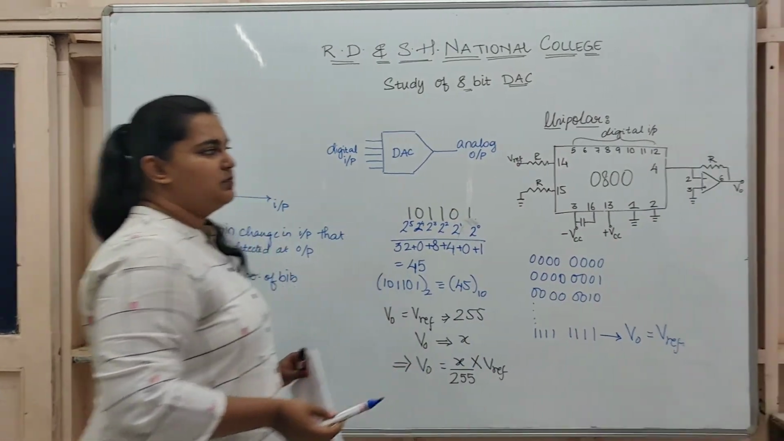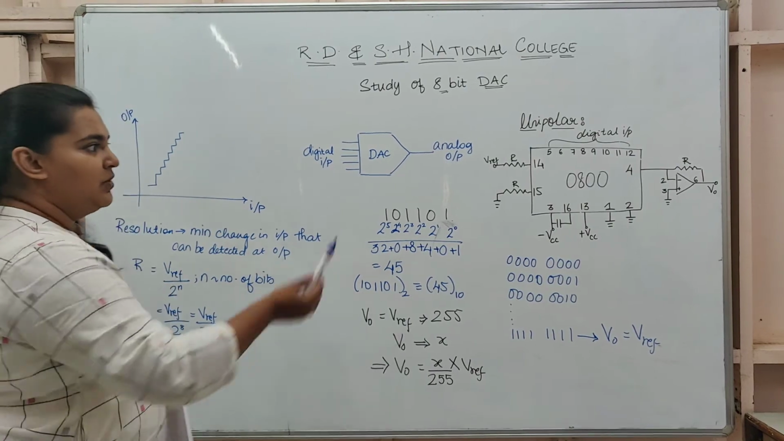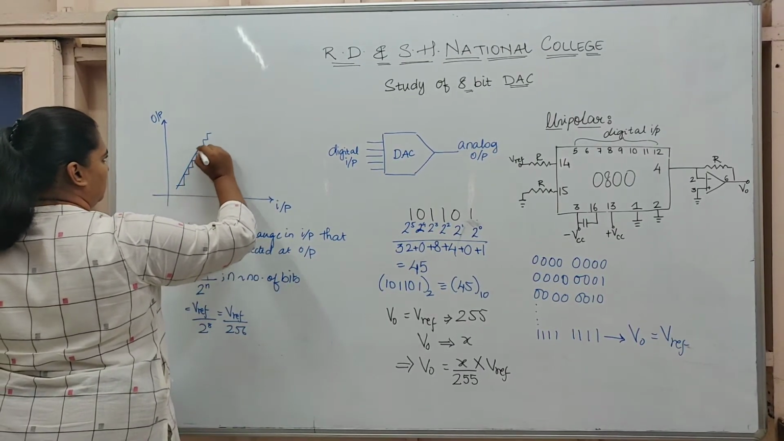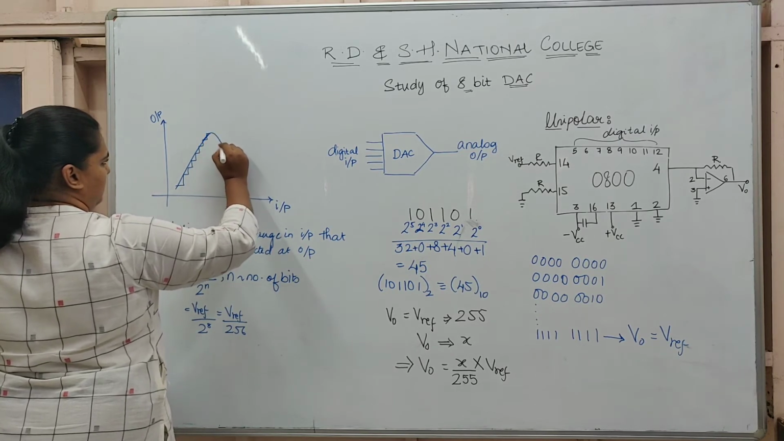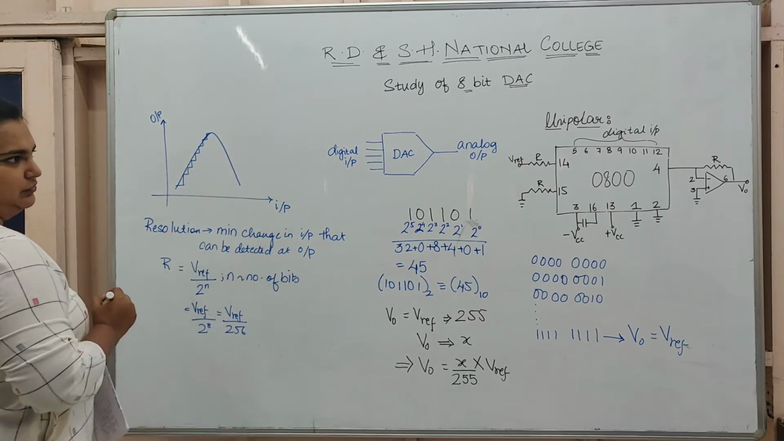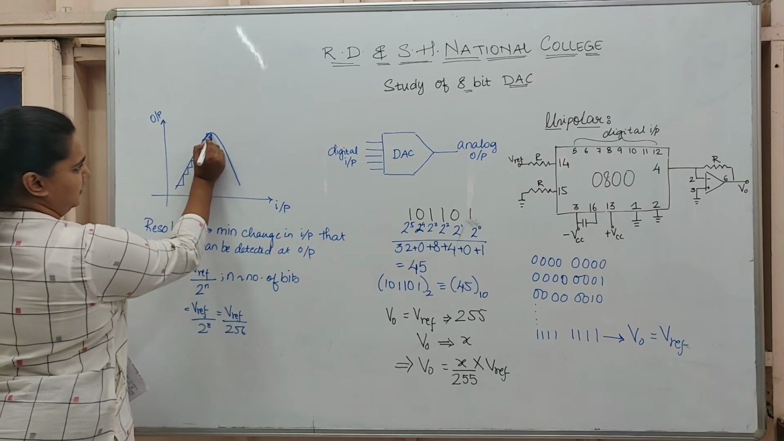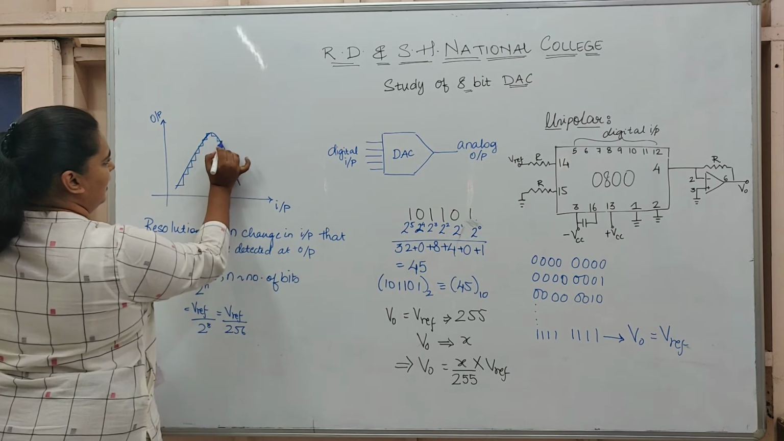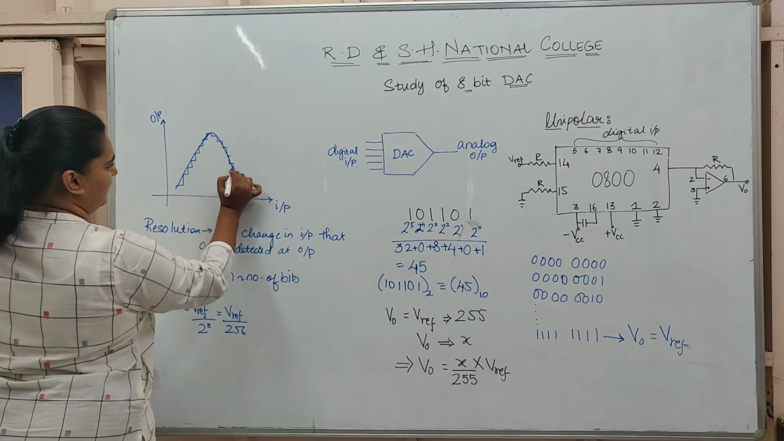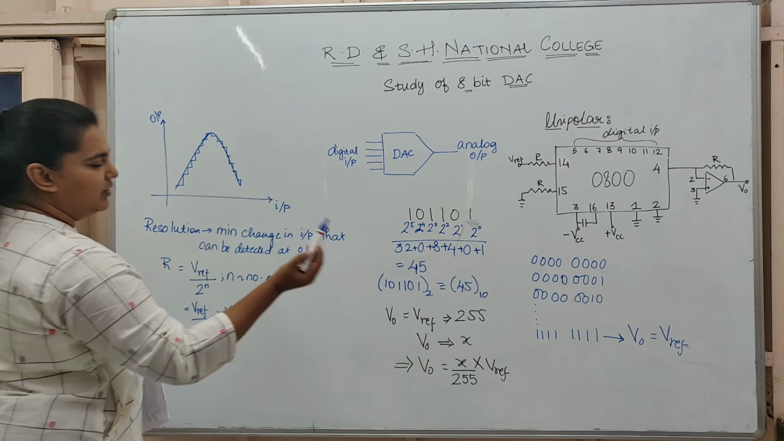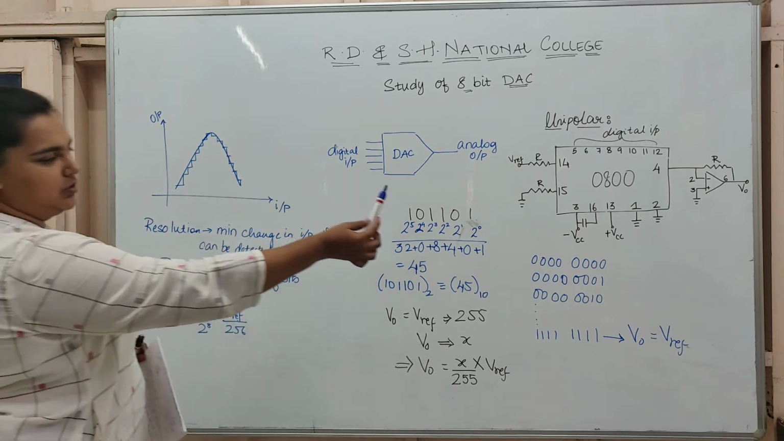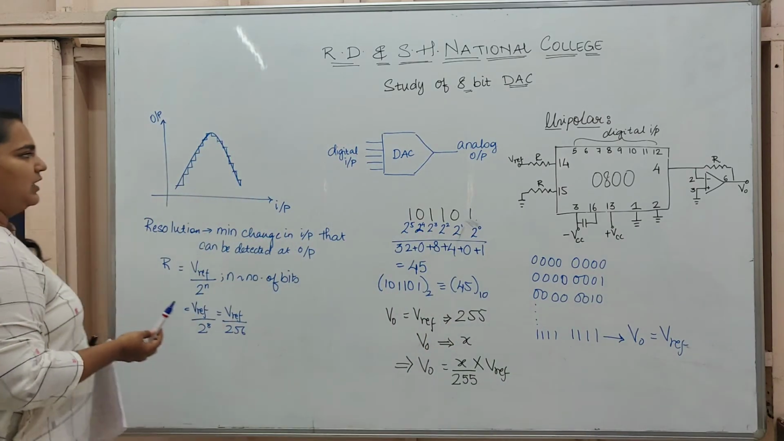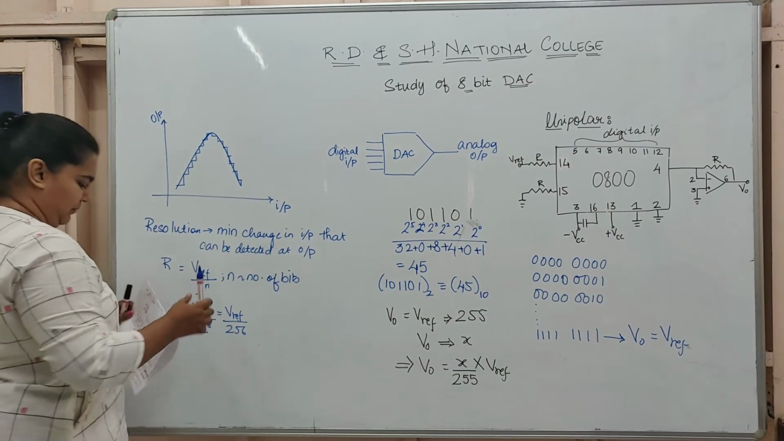This op-amp is basically working as your filter, which will convert this step into a smooth curve. So my output will come out to be a smooth curve. Obviously the steps will continue. If I go in reverse order again, this is the highest value, and if I go in reverse, the steps will come down like this. So to convert this step into a smooth curve, I am using a filter here, which is my low pass filter with the help of an op-amp 741 IC.